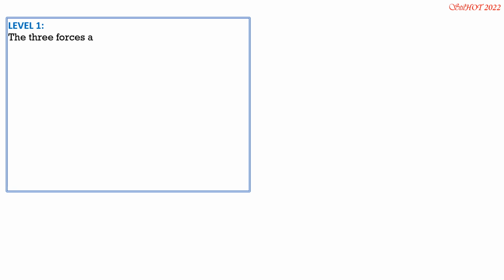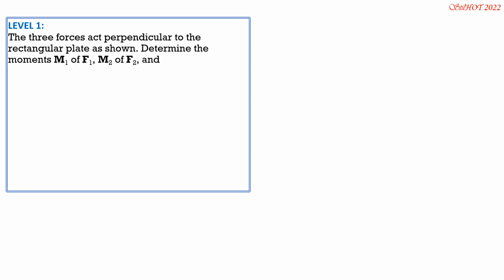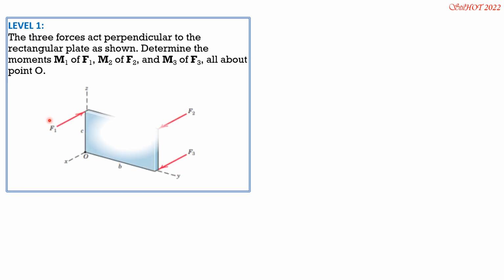Level 1 problem. The three forces act perpendicular to the rectangular plate as shown. Determine the moment M1 of F1, moment M2 of F2, and moment M3 of F3, all about point O. So the moment of each of the forces about point O. This is the way I solved it. First, I apply the scalar approach by the right thumb rule, then the vector approach afterwards.